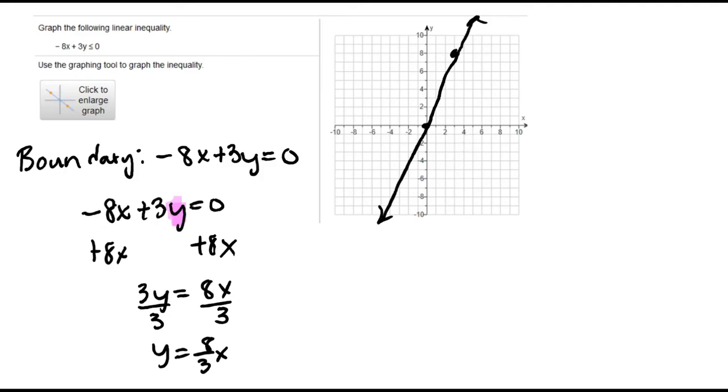So our second part is shading. We're going to need to pick a test point. And the only rule with the test point is that you have to pick an ordered pair that's not on your boundary line. Most people like to pick 0, 0, but in this example, 0, 0 is on the boundary line, so I can't choose it.